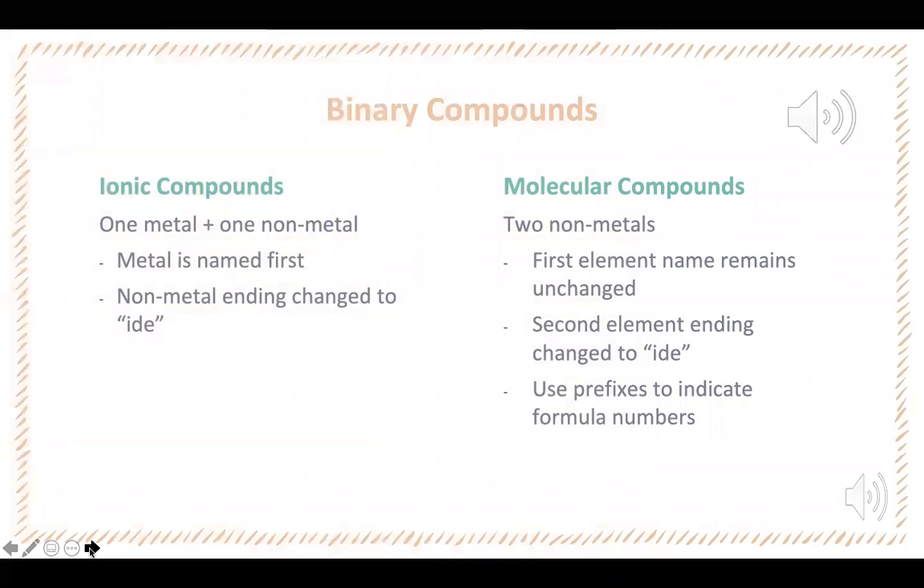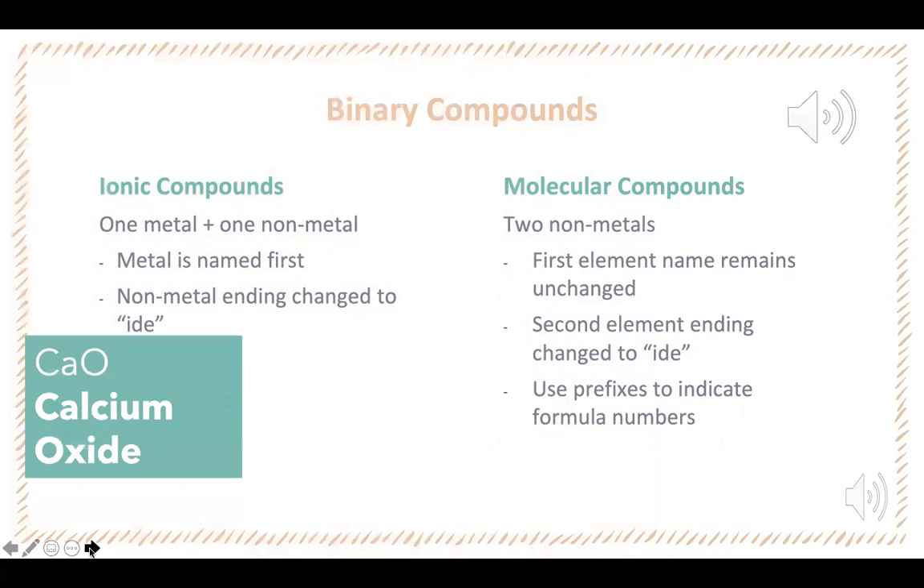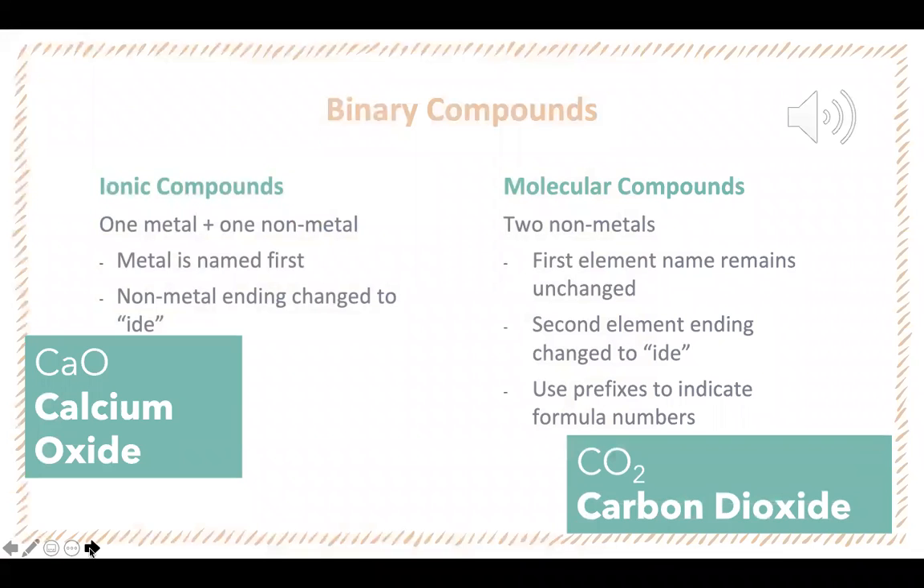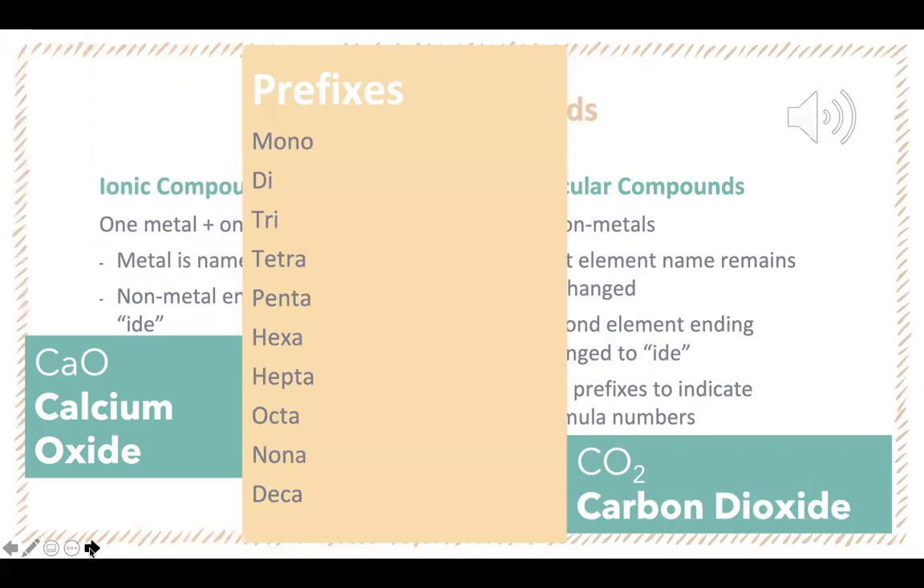Ionic compounds such as calcium oxide are made of one metal and one nonmetal. When naming ionic compounds, the metal is always named first and the nonmetal is changed to "ide." Molecular compounds such as carbon dioxide are two nonmetals. When naming molecular compounds, the first element's name remains the same. The second element's ending is changed to "ide." Prefixes are used to indicate the amount of a certain element present in the compound. The prefixes are mono, di, tri, tetra, penta, hexa, hepta, octa, nona, deca.